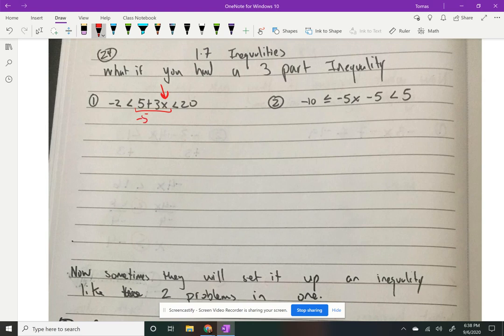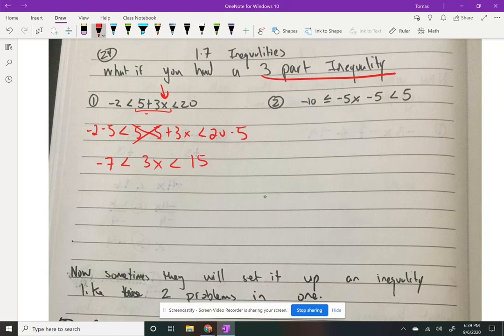But in this case, we actually have three sides because it's a three-part inequality. So what you're going to end up doing is saying negative 2 minus 5, 5 minus 5, and 20 minus 5. Because I want to get this 5 out of here. So now this becomes negative 7, and this becomes 15.